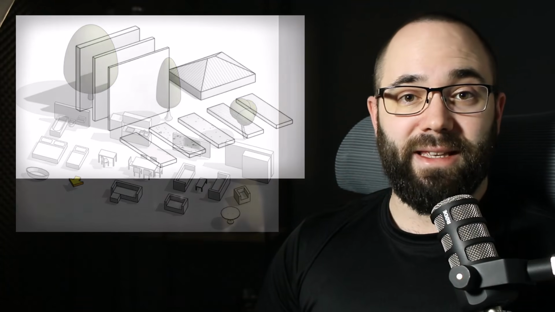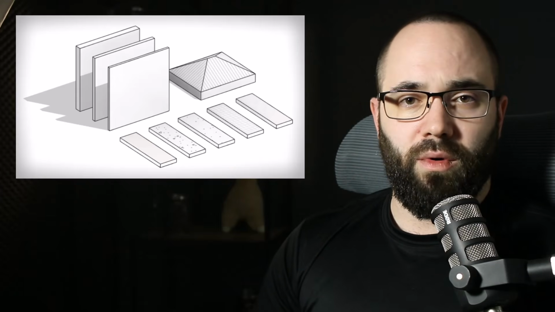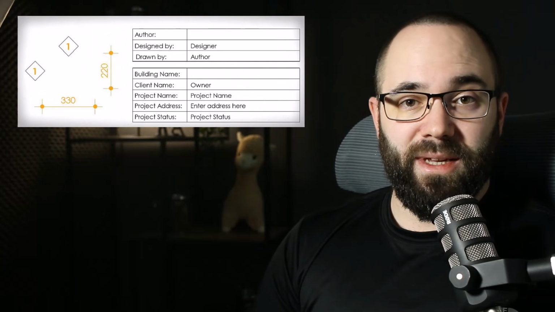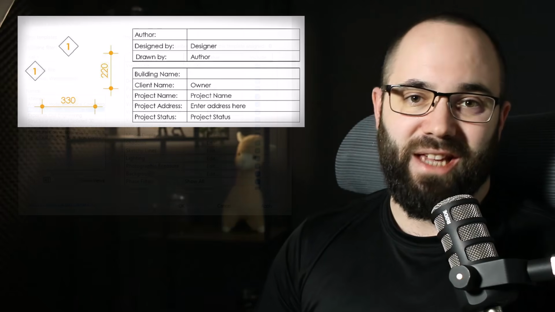The first thing is some basic component families. So this would be things like windows, doors, and even some basic furniture. Then we have the system families. So these would be your walls, floors, roofs, even trusses, and so on. Then we have the annotation elements. So these can be your title blocks, annotations, tags, etc.